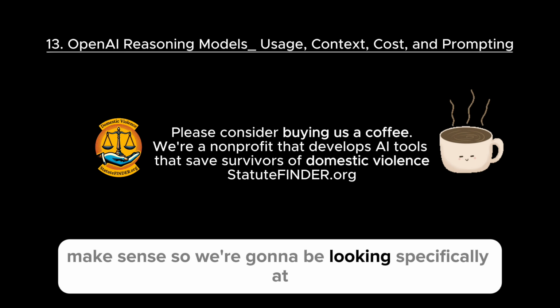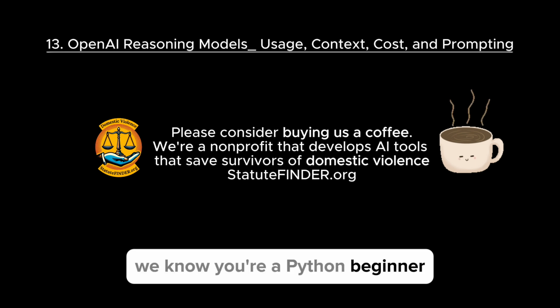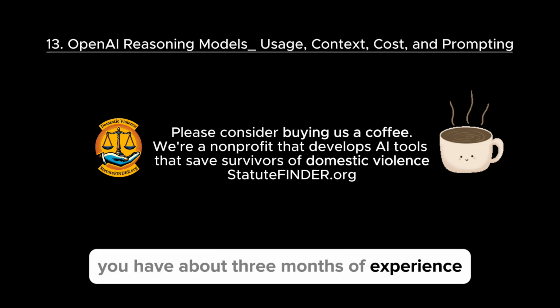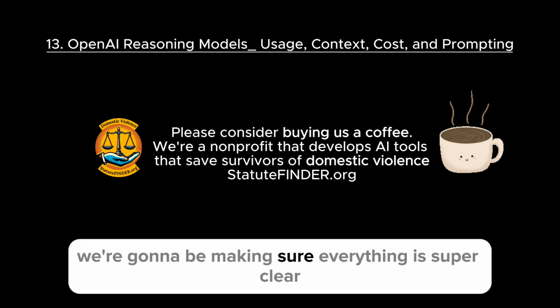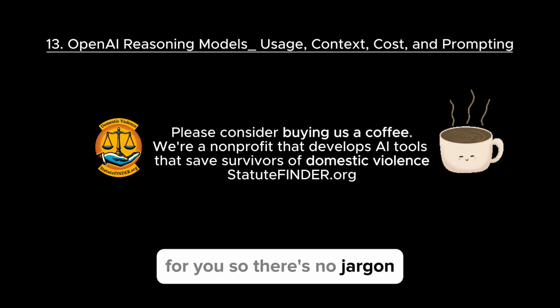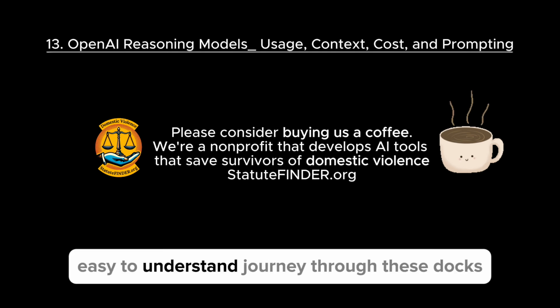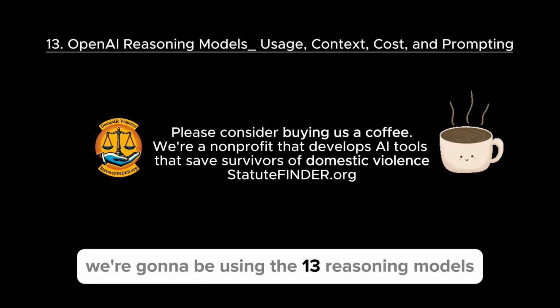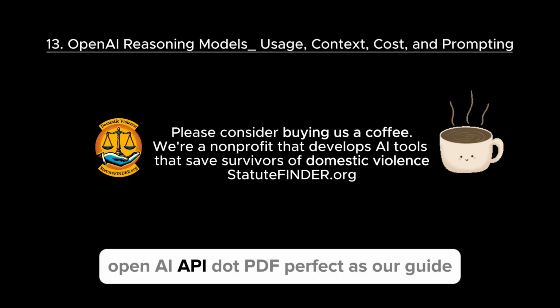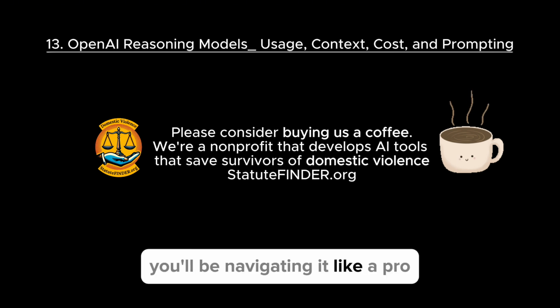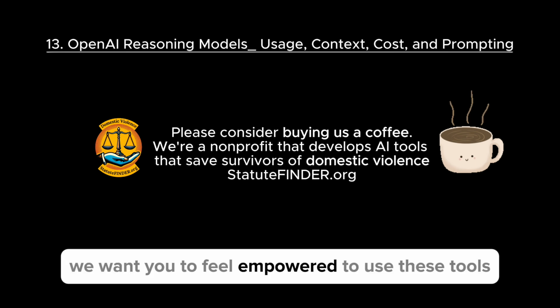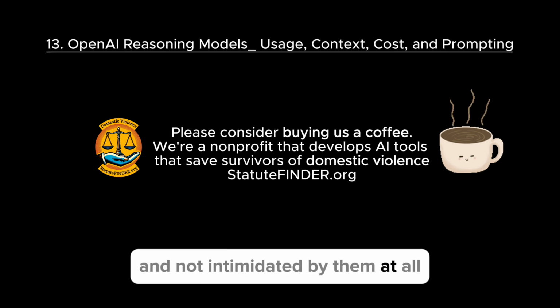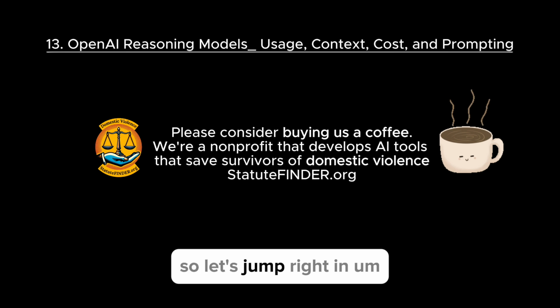So we're going to be looking specifically at, we know you're a Python beginner. We're assuming you have about 3 months of experience under your belt. We're going to be making sure everything is super clear for you, so there's no jargon, no confusion. We want this to be a smooth, easy to understand journey through these docs. We're going to be using the 13 reasoning models, OpenAI API.pdf as our guide. And by the end of this, you'll be navigating it like a pro. We want you to feel empowered to use these tools and not intimidated by them at all. So let's jump right in.